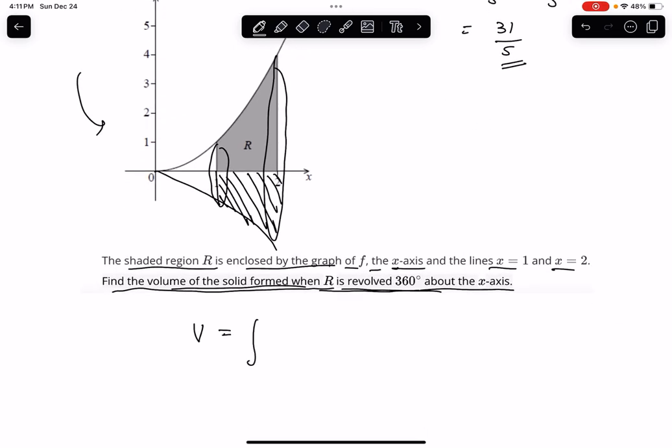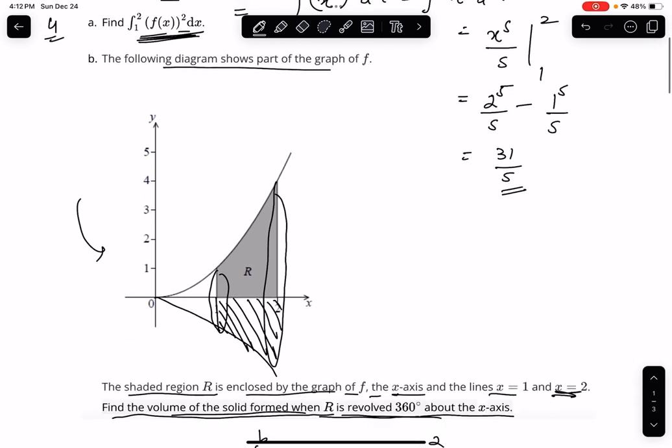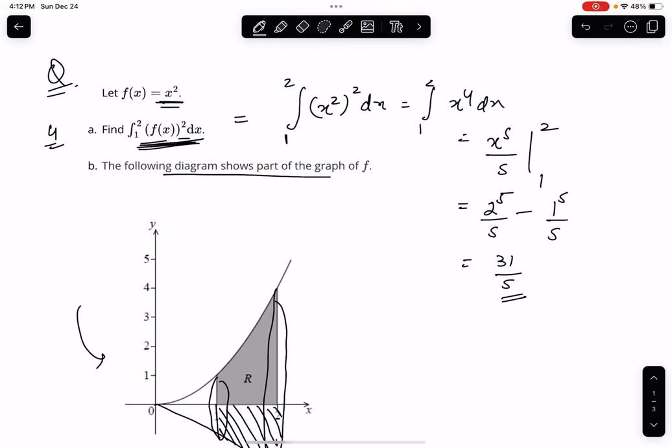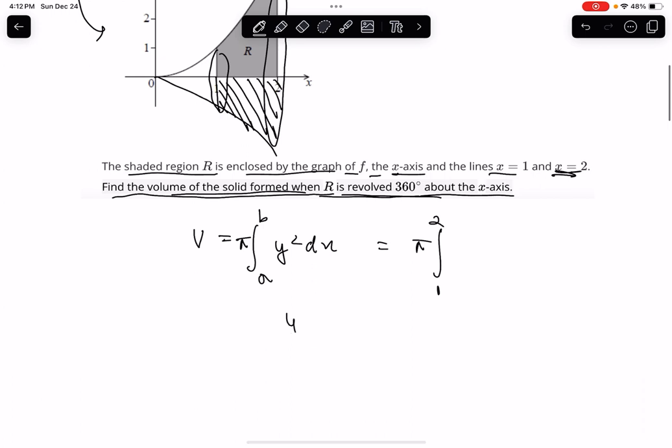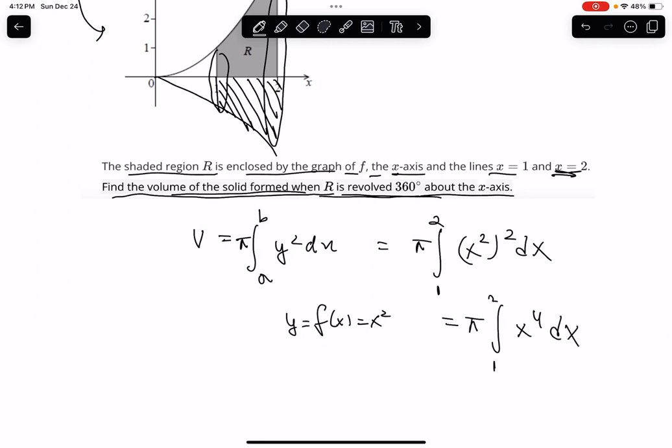Therefore the volume is just pi times the integral from b to a of y squared dx, and this is pi times, where the values of b and a are 2 and 1, the integral from 2 to 1 of f of x squared. So f of x is x squared, right? If y is equal to f of x is equal to x squared, then this is just pi times the integral from 2 to 1 of x squared whole squared dx, which is just pi times the integral from 2 to 1 of x to the power of 4 dx.